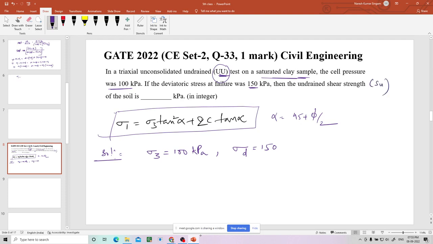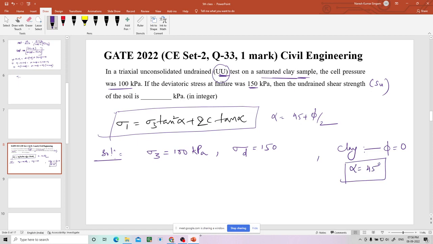see now it is given as clay sample. Clay means what? Friction angle will be 0. If friction angle is 0, what is phi? Tell me somebody.